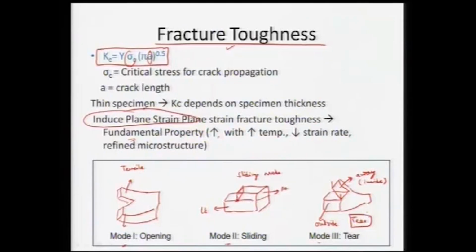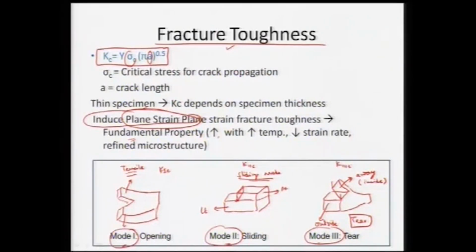So, under these plane strain conditions, when we limit the deformation along the third axis, we can evaluate the fracture toughness via tensile mode, sliding mode, or the tear mode. So, we can call it mode 1, mode 2 or mode 3 toughness. So, we will call them K1C, K2C or K3C for these 3 different conditions.